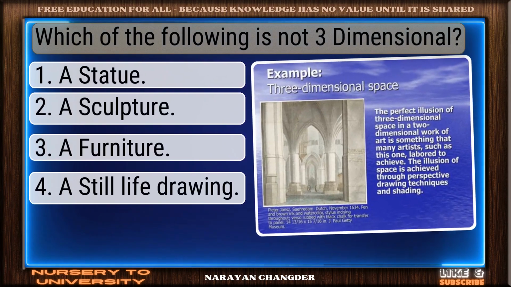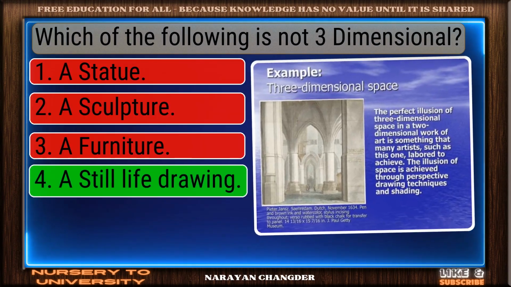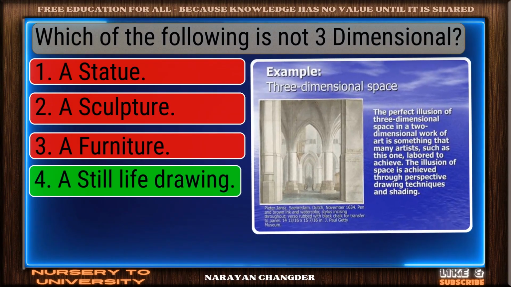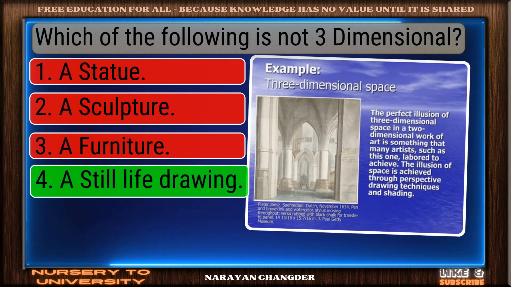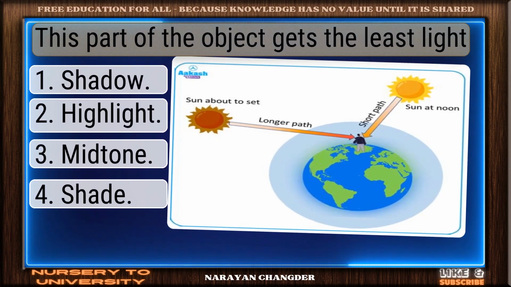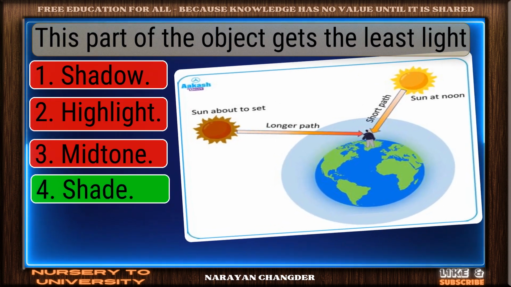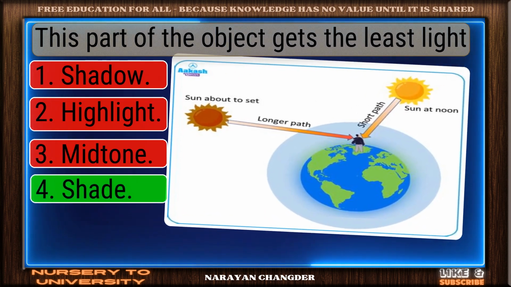Which of the following is not three-dimensional? Great job. A still life drawing is the accurate answer. This part of the object gets the least light. Perfect. Shade is the correct choice.